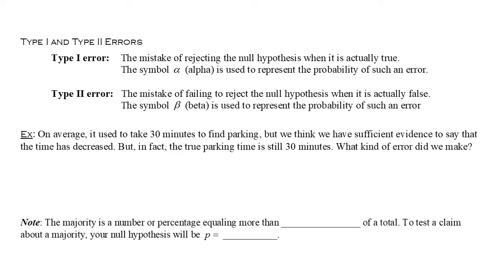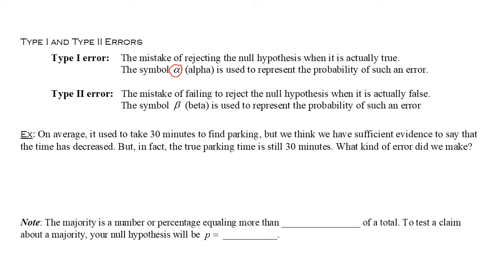These are the two types of errors that we can make when drawing a conclusion during a hypothesis test. We kind of saw the first, the type 1 error, in the case before when we were sending an innocent man to jail. So this is the mistake of rejecting the null hypothesis when it's actually true. And the symbol alpha here represents the probability of this occurring.